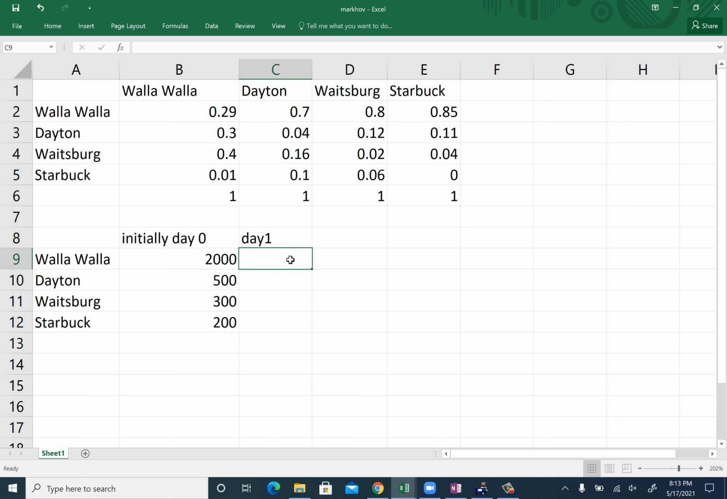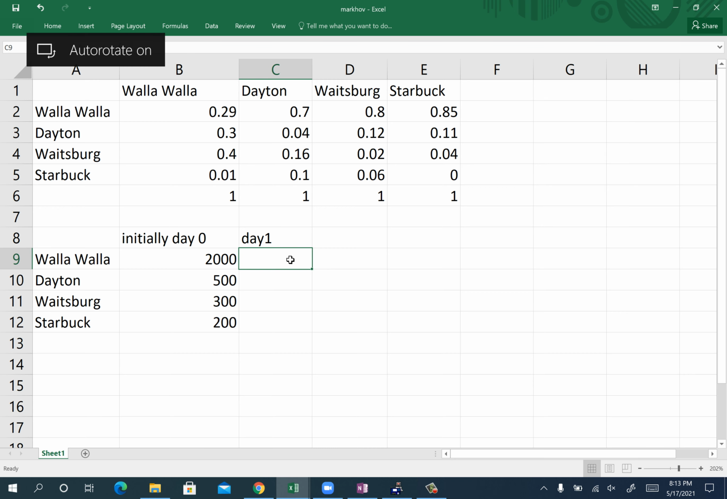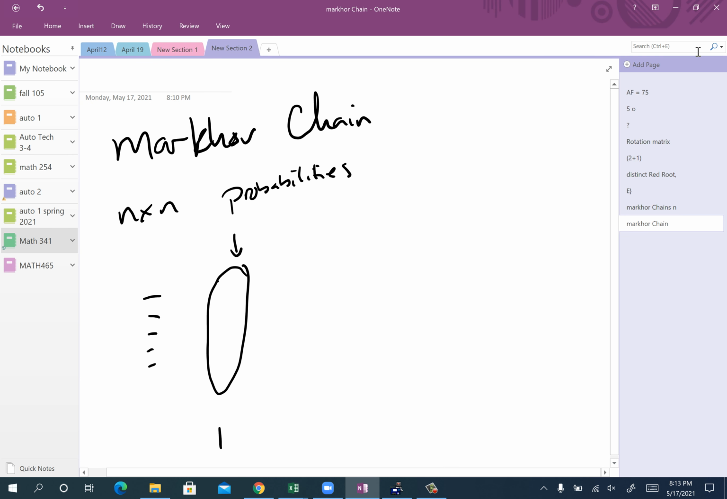Now, let's think about this for a minute. To end up in Walla Walla, what did you have to be? Well, you could have been in Walla Walla and finished in Walla Walla. So a little probability lesson, kids. When you hear the word "and," it always means multiply. And when you hear the word "or," it means add. That's always true in probability class. So you could have been in Walla Walla and finished in Walla Walla, or you could have started in Dayton and finished in Walla Walla.